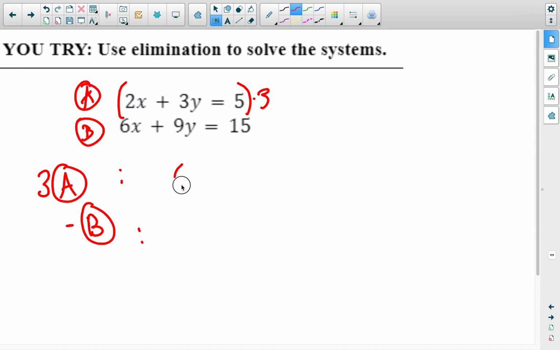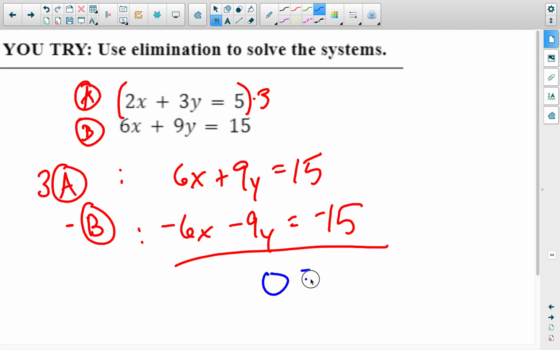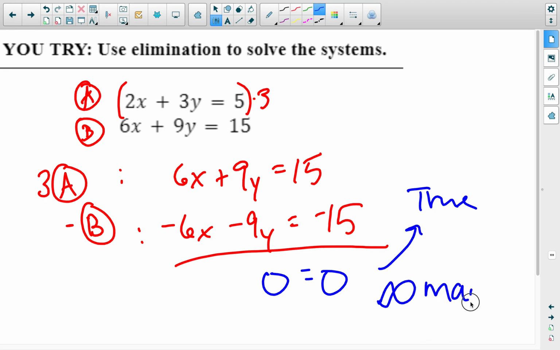3 times A is going to give me 6x plus 9y equals 15. And then negative 1 times B is going to give me negative 6x minus 9y equals negative 15. And then when I add these together, 6x minus 6x, 9y minus 9y, 15 minus 15, I'm going to end up with 0 equals 0. Everything cancels. This is true, which means that there are infinitely many solutions. So these would be the same line if we graph them in the coordinate plane.